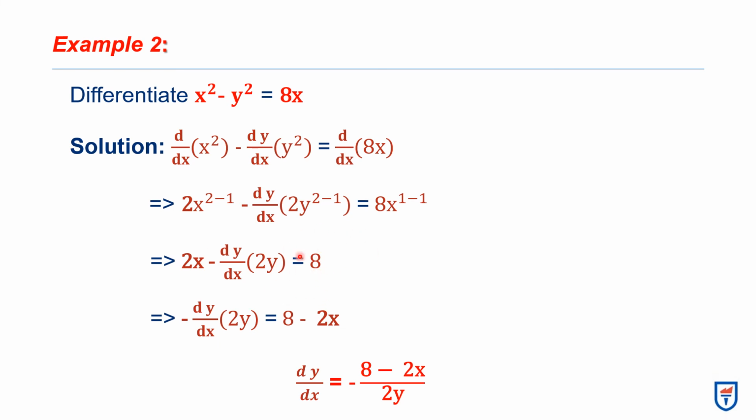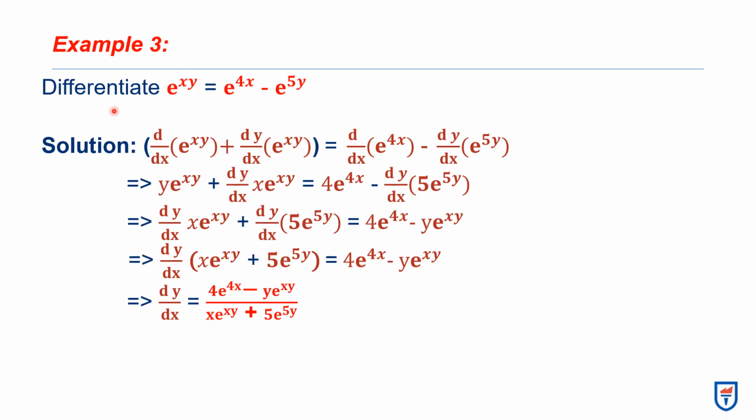So now we have to take all the constants that don't have a dy dx to one side, and we are left with dy dx on one side. So when you take 2x to the other side, you are going to have 8 minus 2x, and we are left with minus dy dx 2y. So for us to be left with only dy dx on one side, we need to divide by minus 2y on both sides. So when you divide by minus 2y, we're going to be left with dy dx equals negative 8 minus 2x divided by 2y.